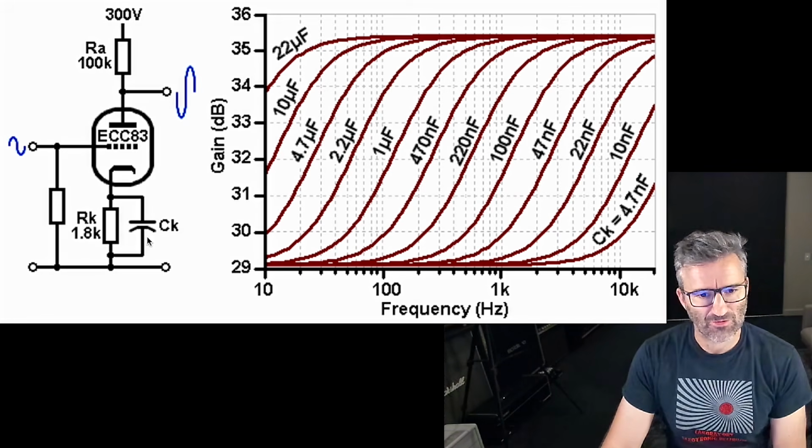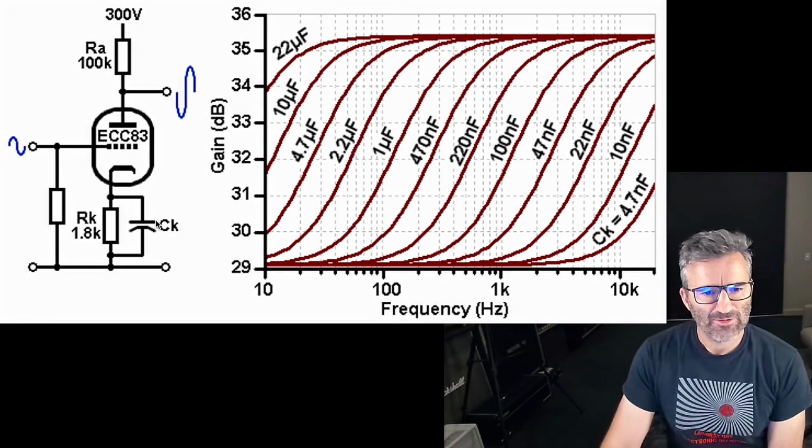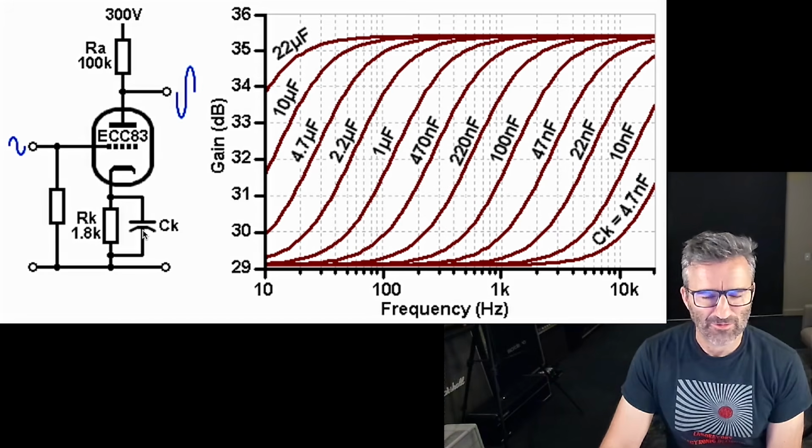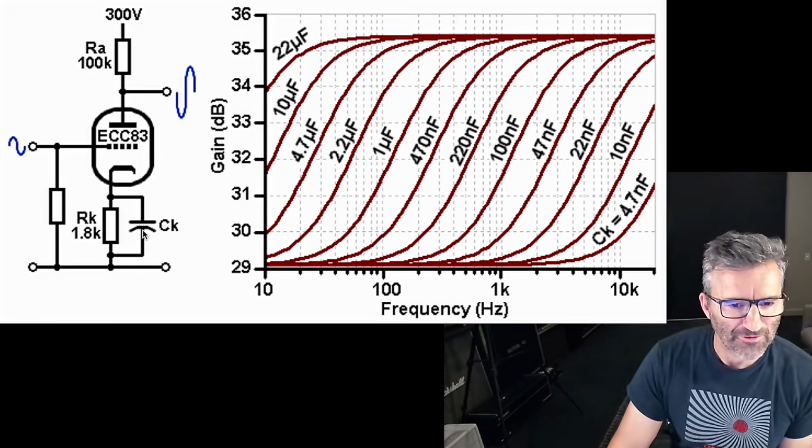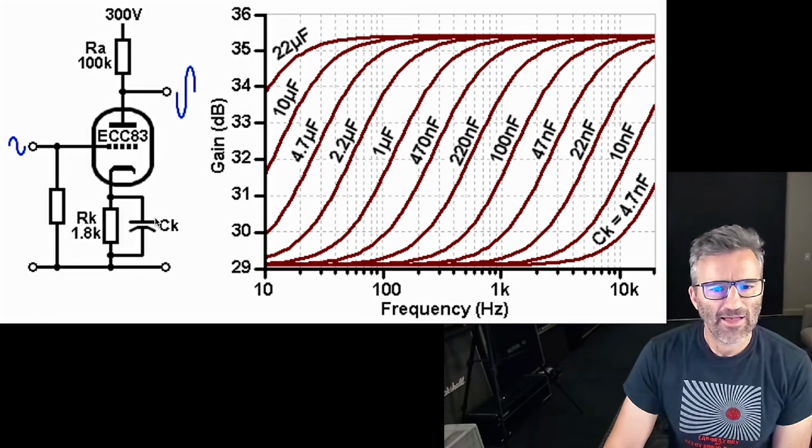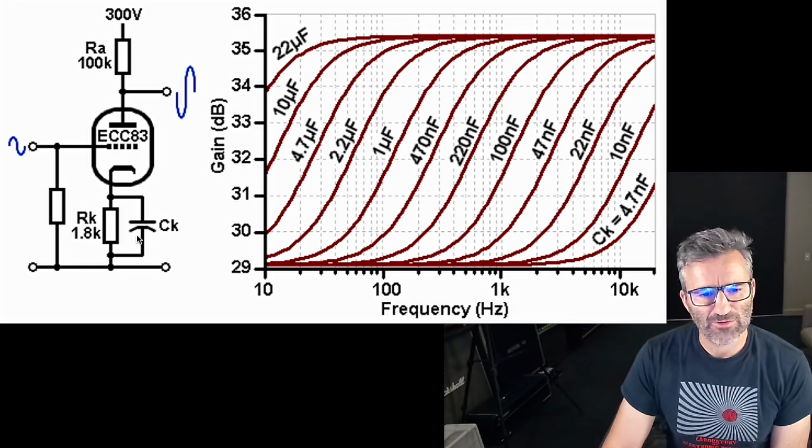So, I mean, if you've ever tried this, right, you get a 10K cold clipper on a Marshall, put a bypass cap on it, and oh my God, what a difference there is in the amount of gain. And you choose the value of this capacitor.